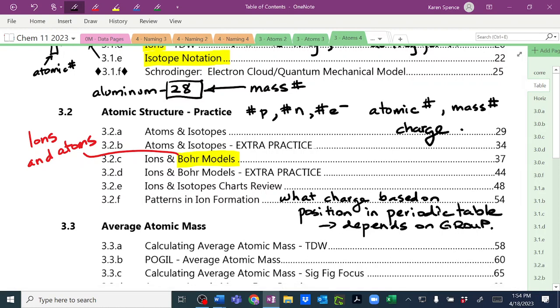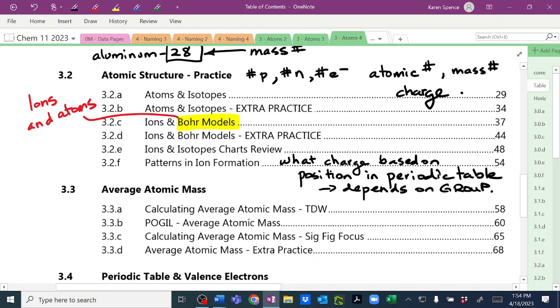If you have group 16, what will it do? Gain 2, so its charge will be minus 2. Okay, so that's what we mean when we say what charge based on where it is in the periodic table. Okay, you should be able to calculate average atomic mass.